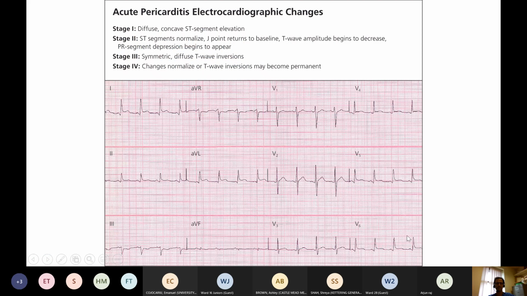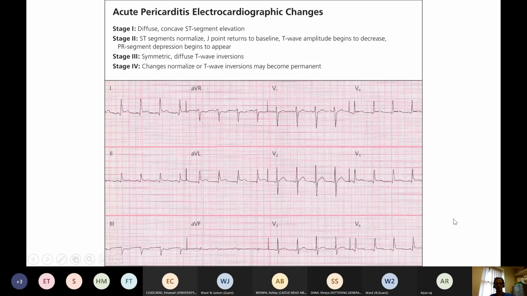So if we come on to the ECG, you get a series of different stages. You get this first stage where you get this saddle-shaped ST elevation, which tends to be widespread, although you can get it as being focal. Then, as it goes on, the ST segments tend to start to normalize, and you tend to get the PR segment depression. And here in this example, can you see that the PR segment is slightly down? Only slightly down. It's usually a relatively subtle sign. And then you can get diffuse T-wave inversion, which then usually normalizes, but it can become permanent.